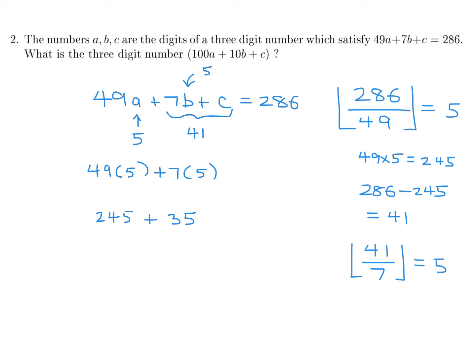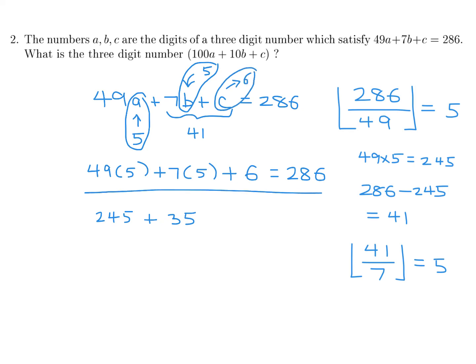So now 245 plus 35 is 280. So that means this c has to be a 6. And if it is, this will all add up. So there we go. I just concluded that my a is a 5, my b is a 5, and my c is a 6. And you can easily verify that like I did there.